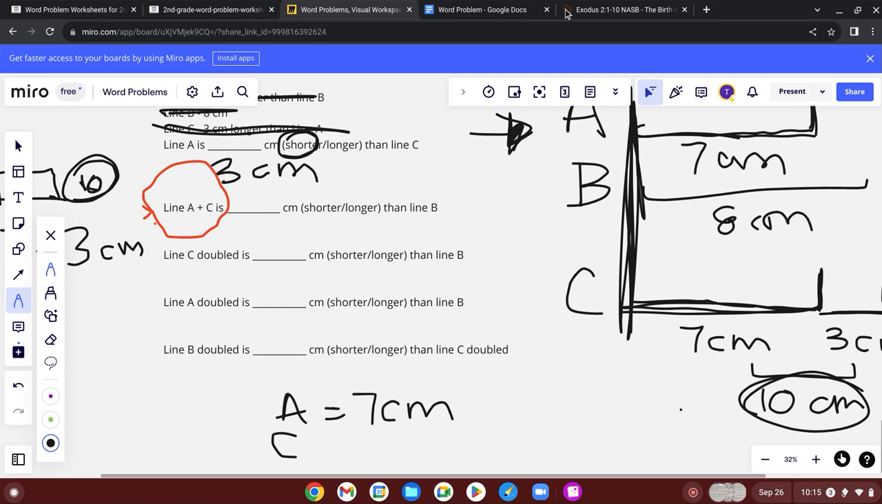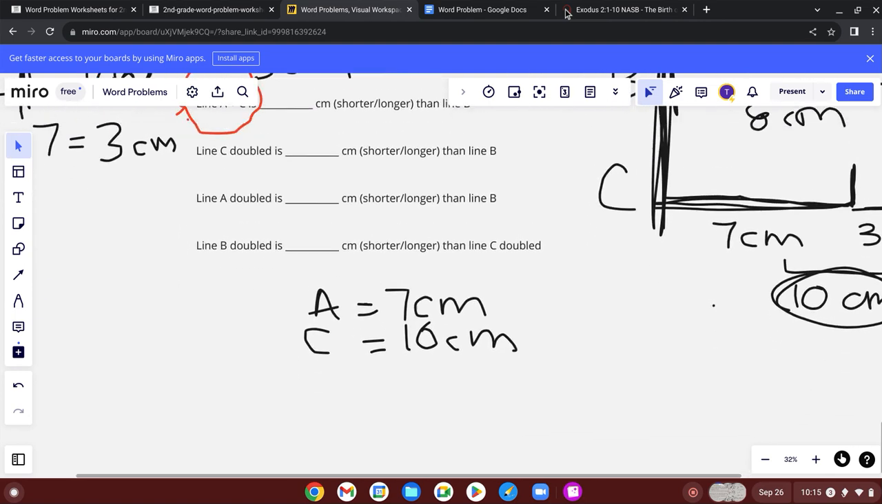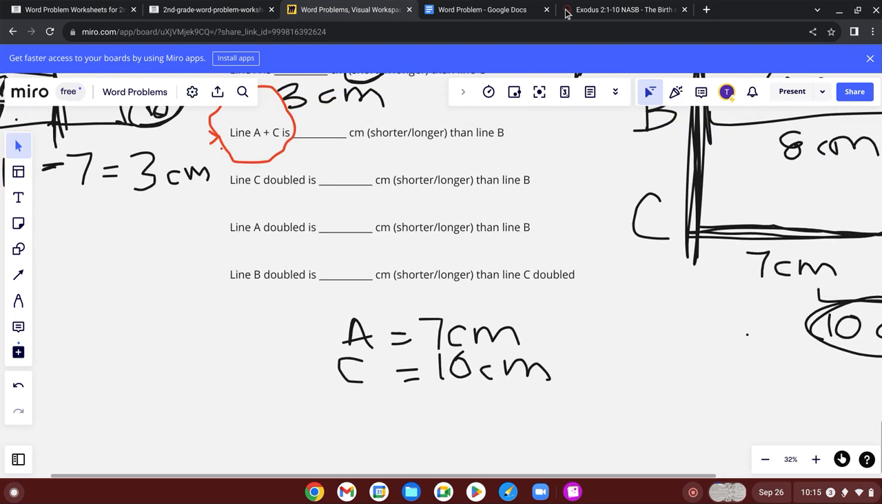C is how long? C is 10 centimeter. So A plus C is how much?